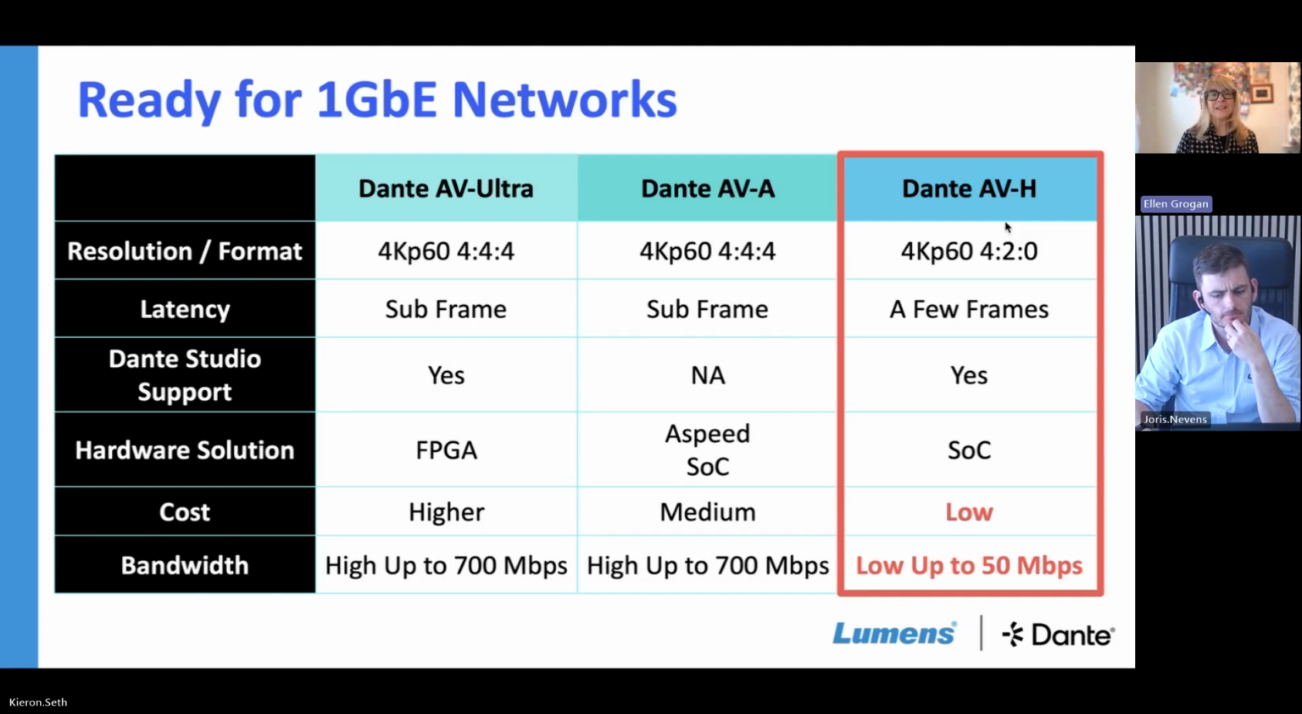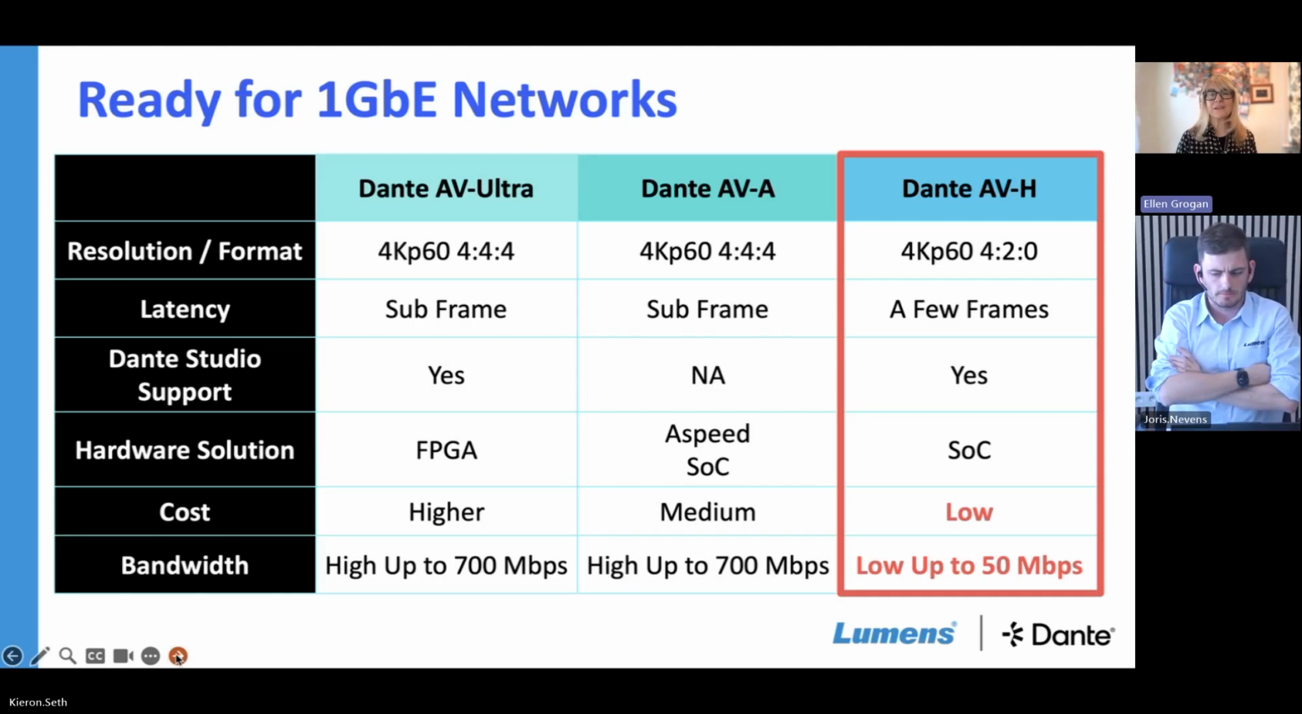And then we have Dante AVH that brings us here today, perfect for corporate networks where bandwidth is a concern, and that's often non-negotiable. It uses highly efficient H.264, H.265 codecs with low bandwidth, as low as 10 to 50 megabits per second each stream. And this makes it ideal for applications like video conferencing, overflow spaces, lecture capture, with only a few frames of latency, where for these use cases, it's negligible.